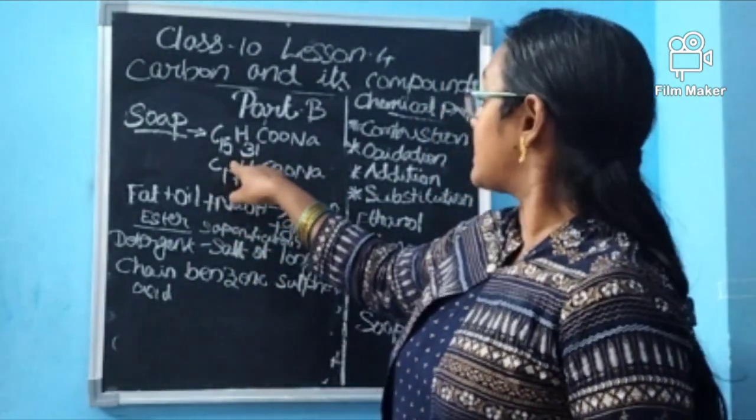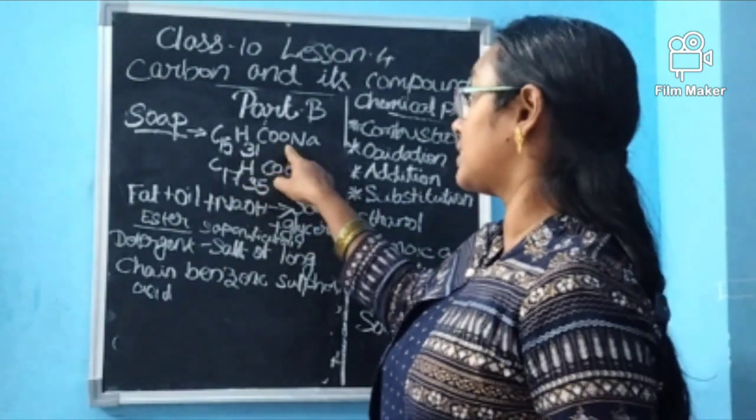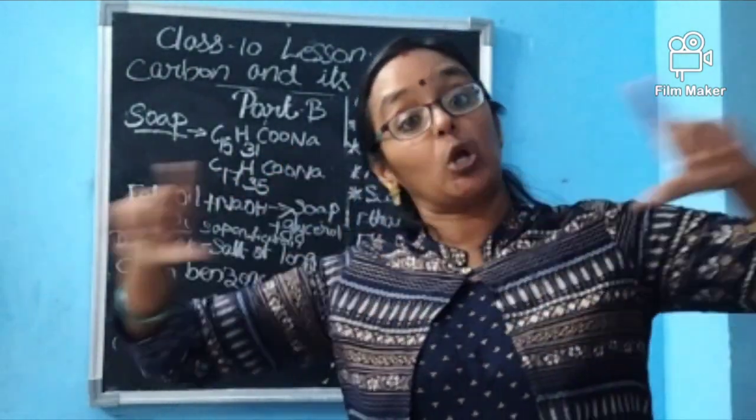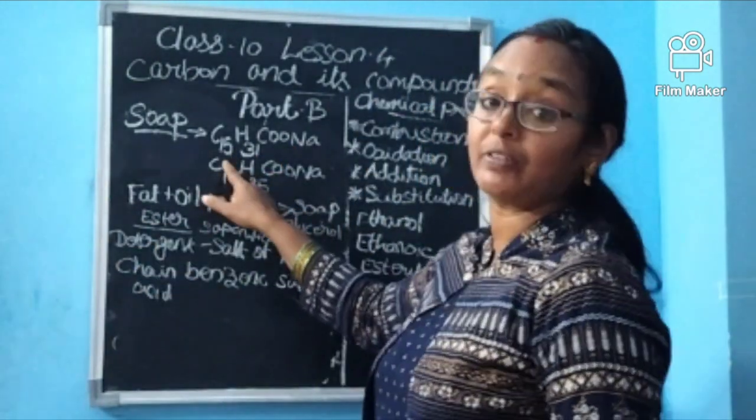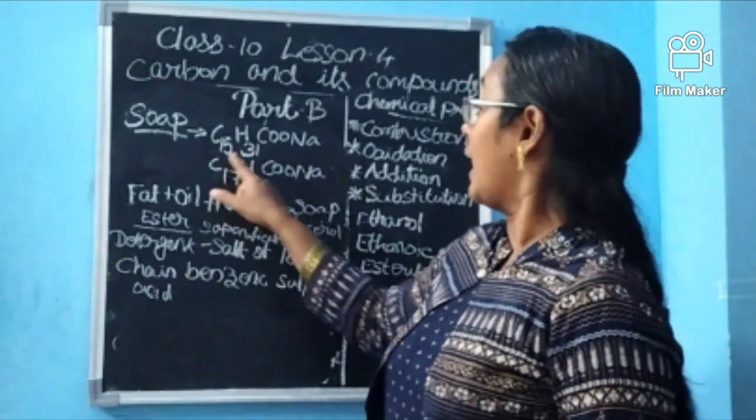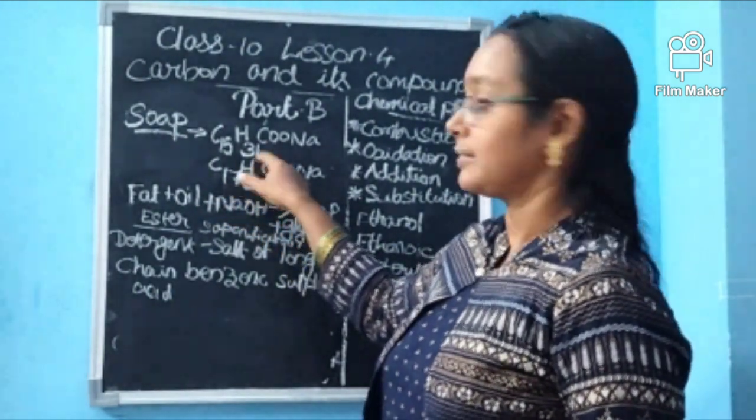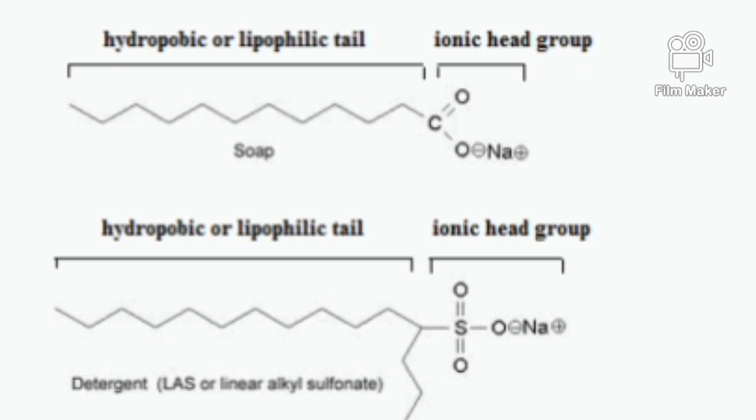For example, C15H31COONa. So how long will it be? How many carbon atoms are there? 15 carbon atoms are bonded, and hydrogen atoms 31, then COONa. This is soap. Formula for this, C17H35COONa. These all are some things which help in the formation of the soap. Sodium palmitate, all these names are like that.